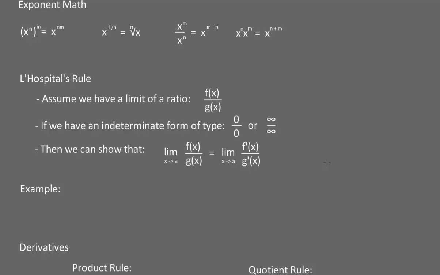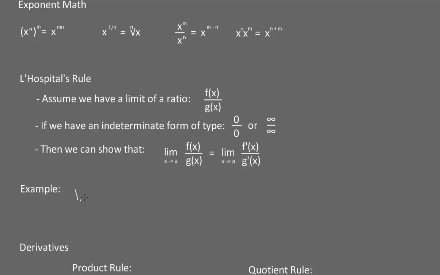And now we'll cover another topic that might come up on the exam, which has to do with limits, and it is L'Hopital's rule. So assume we have a limit of a ratio of two functions, f of x and g of x. Now assume that if we take the limit of these two ratios, we get an indeterminate form of type 0 over 0 or infinity over infinity. If that's the case, we can show that the limit as x approaches a of the ratio of f of x to g of x is the same as the limit as x approaches a of the ratio of the derivatives of each function. So let's show a quick example here.